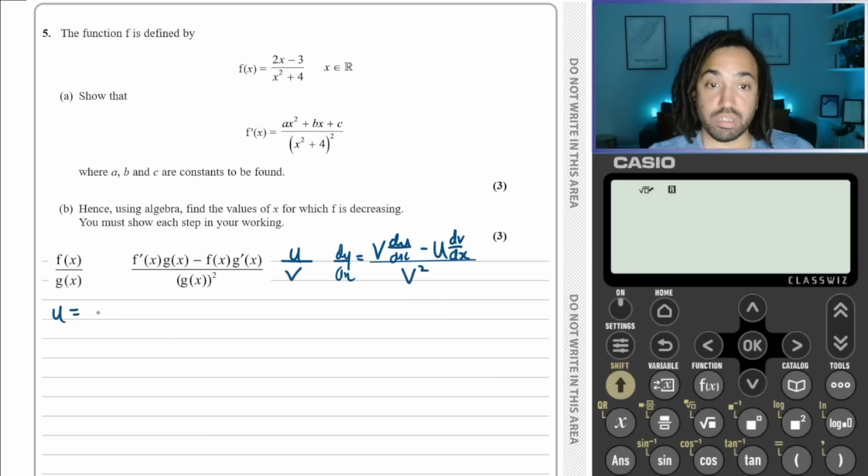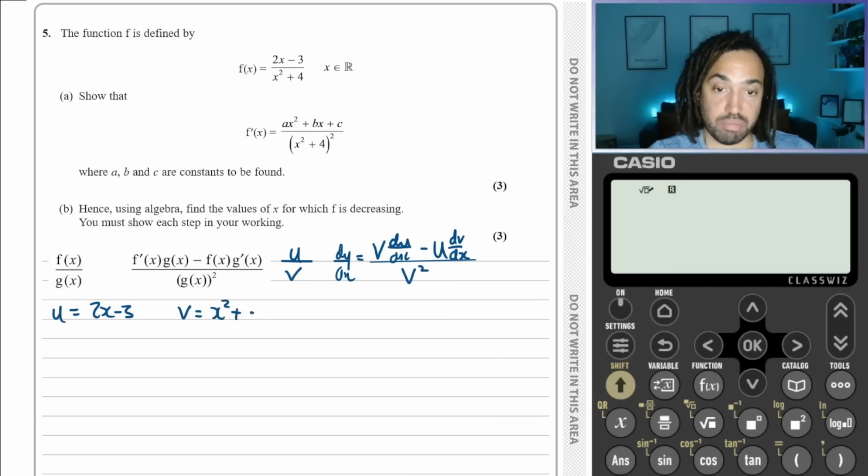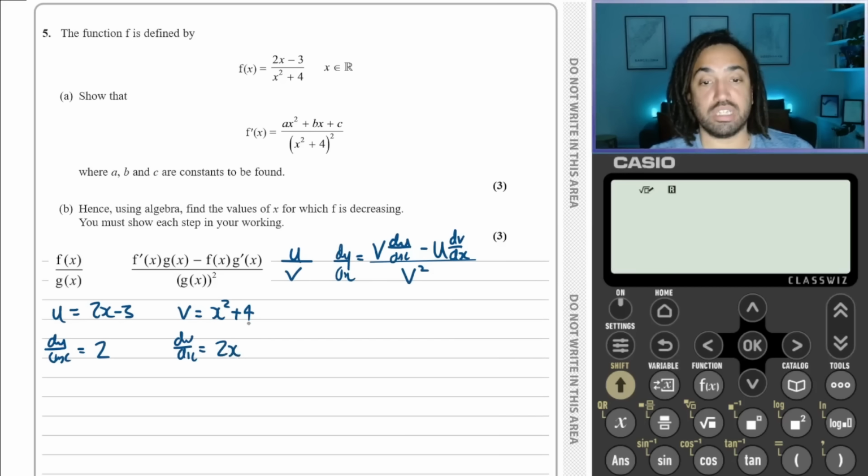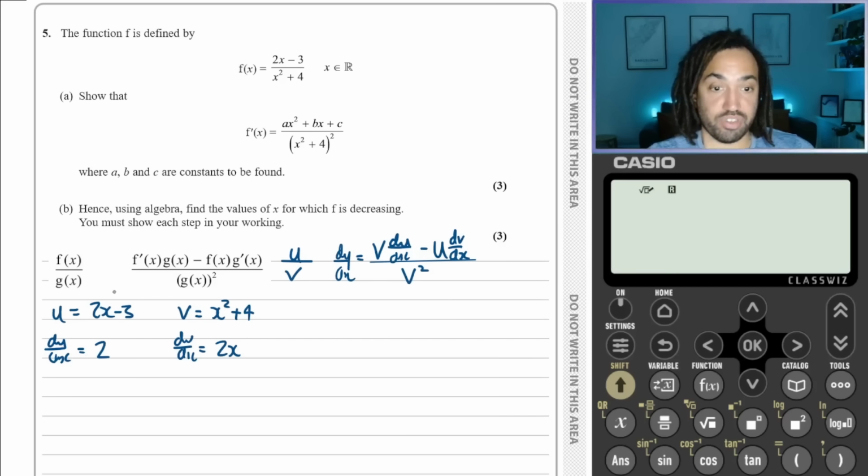So u in this case is 2x minus 3, and v in this case is x squared plus 4. So du by dx, we'll just differentiate u, and 2x differentiates to 2, and dv by dx, we differentiate this, 2 comes down, so it's 2, drop the power down by 1, x to the 1, so it's just 2x, and a constant term differentiates to 0. Okay, so we've got everything we need, so now we can actually differentiate this function f of x.